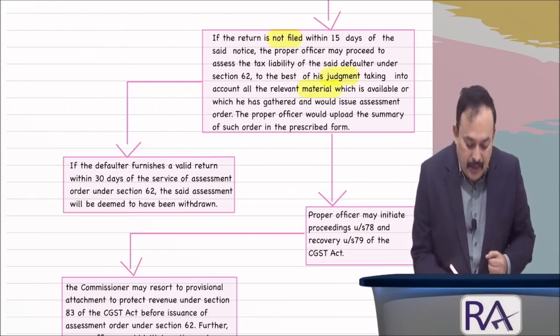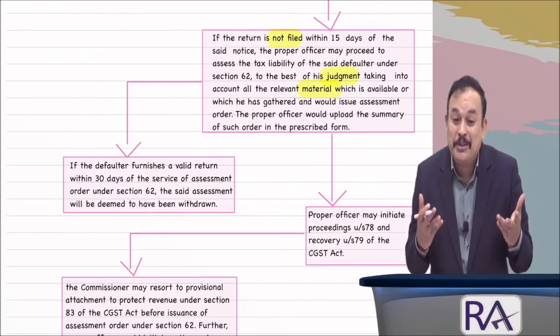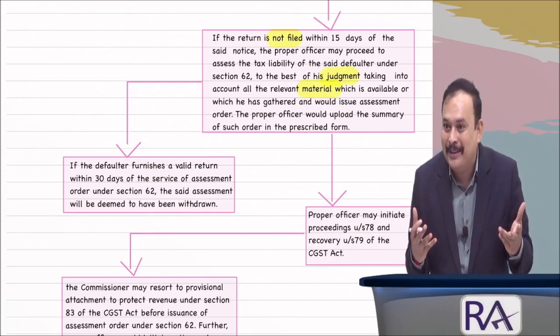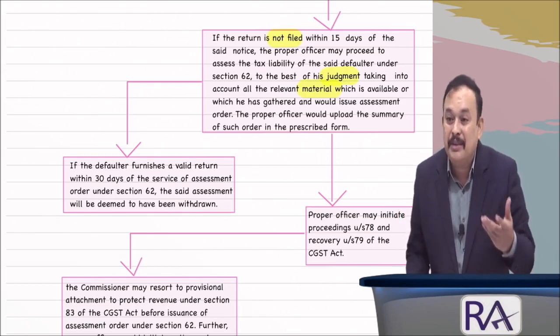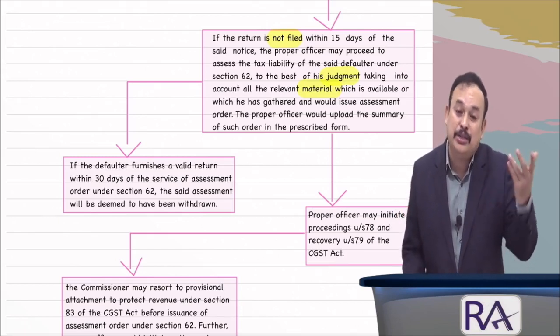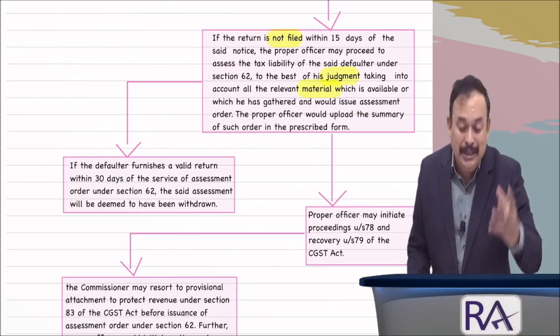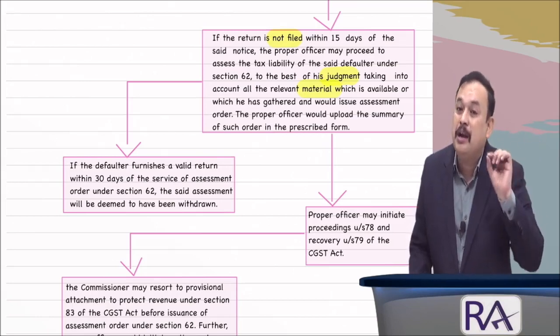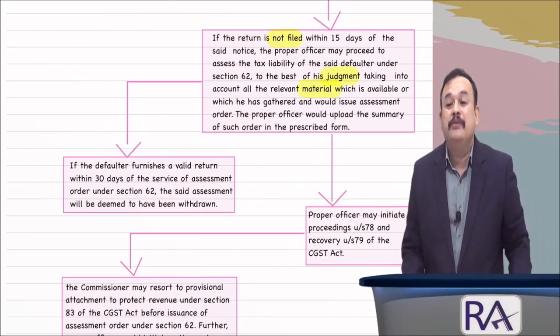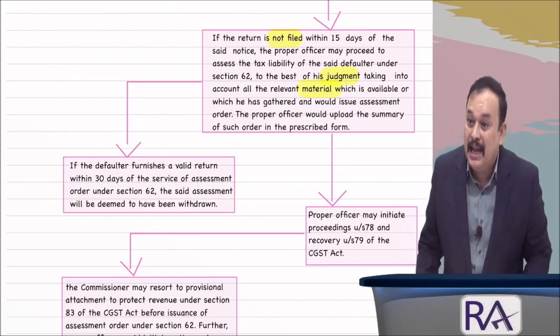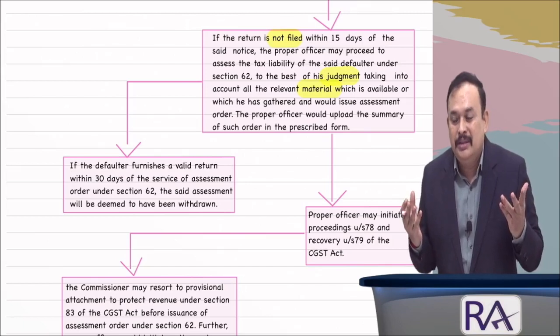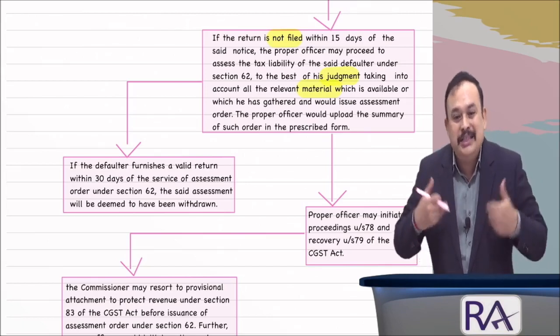Further, the assessee comes to know of the liability demanded by the officer to pay under the best judgment assessment, namely for non-filing of returns under section 62. The assessment has been quantified, meaning the liability is quantified and uploaded in ASMT 13 on the GST portal, where the assessee can access it and see so much liability. In that case, he wants to present his case.